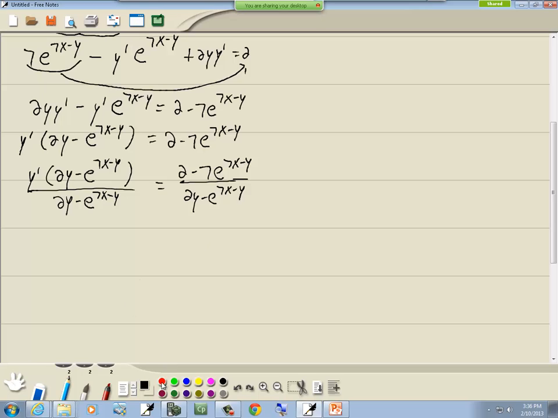And those cancel. And we get y prime is equal to (2 minus 7e^(7x-y)) over (2y minus e^(7x-y)). So we got y prime by itself.